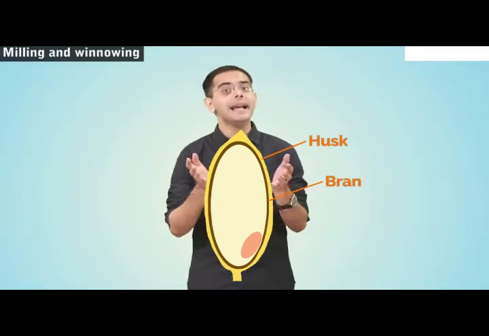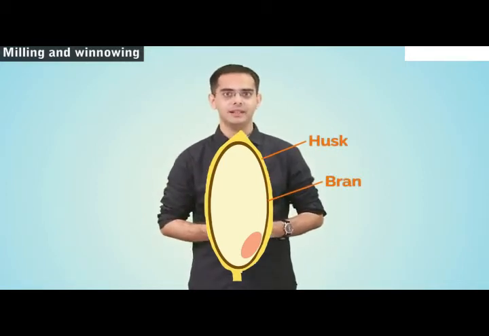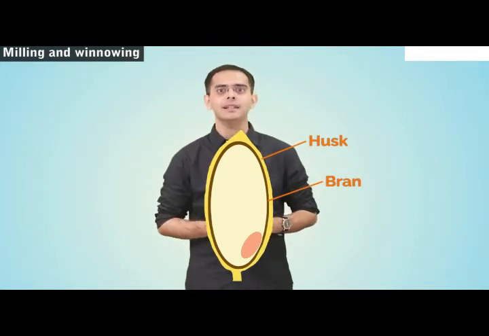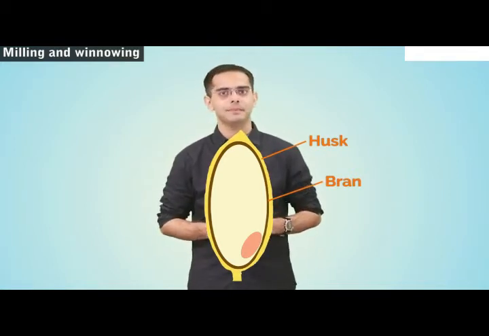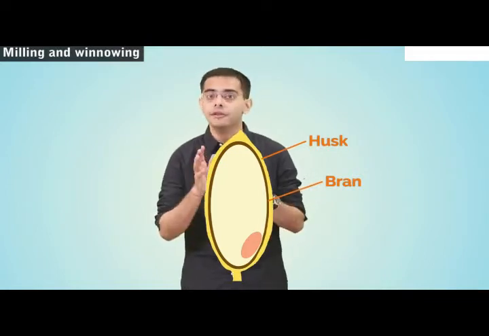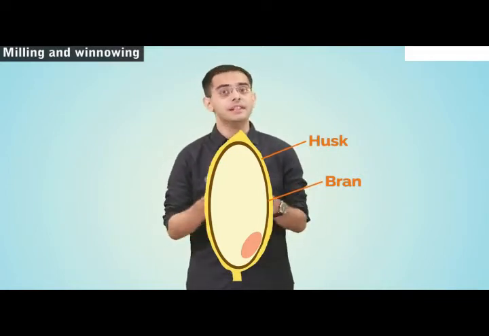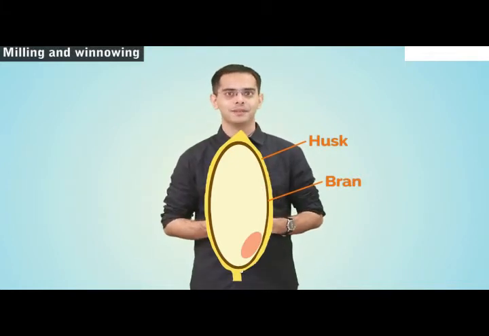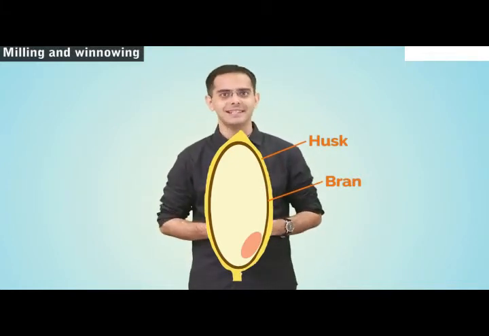Now in this image, husk and bran, they are the outer coverings of the grain. And generally, both these terms, that is husk and bran, they're considered to be the same. But students, they are different from each other. And they're different in context of their nutritive value. So what exactly husk is?